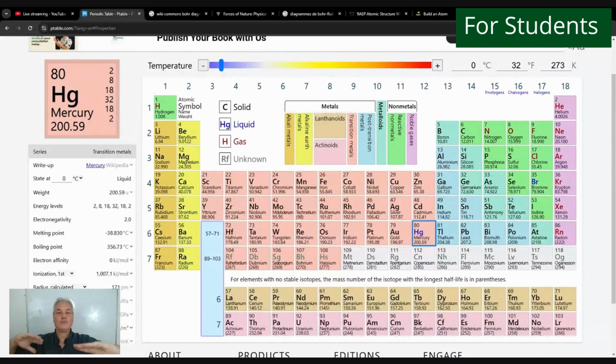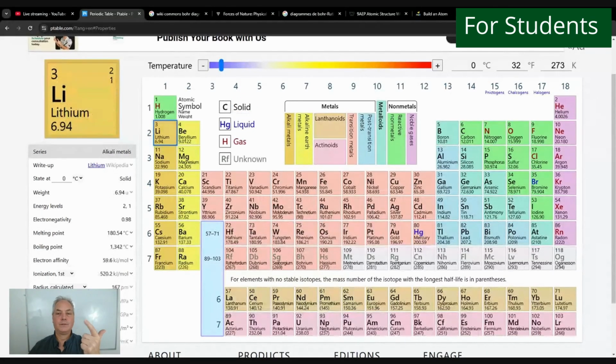If you go on the second row, we have 8 elements, starting with lithium, beryllium, and boron. Then we have carbon, nitrogen, oxygen, fluorine, and neon. So that means that on the second row, we have 8 elements.